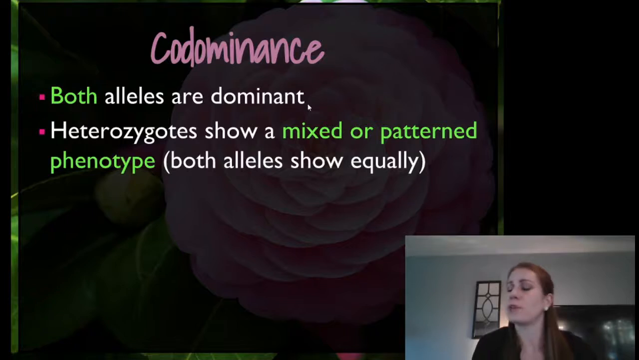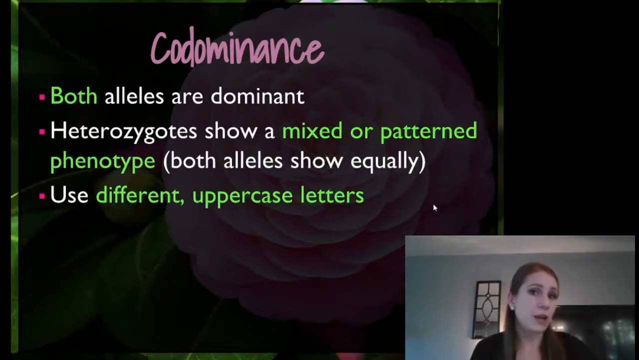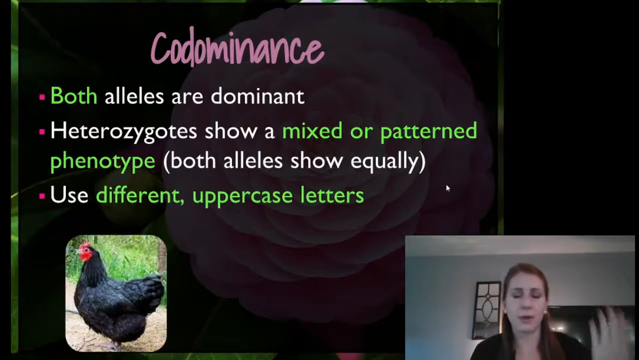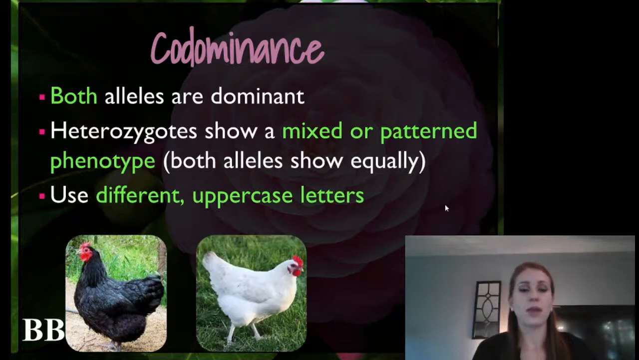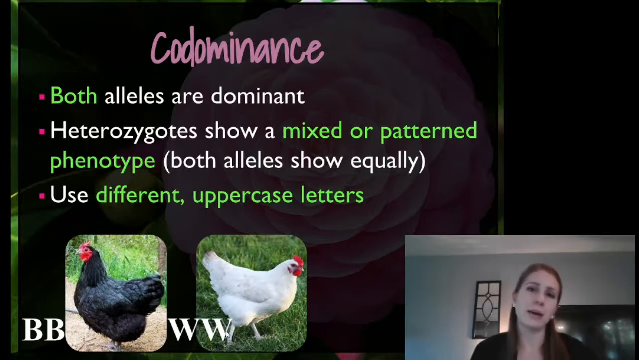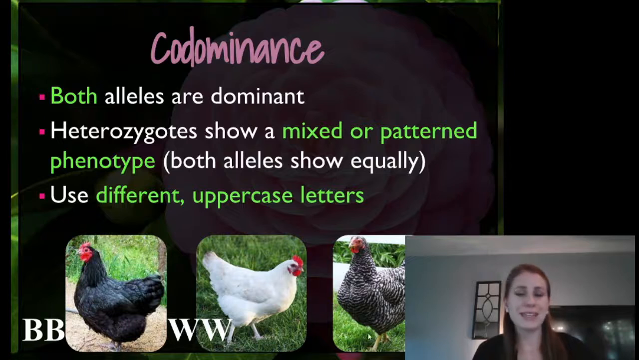So they're together dominant. We use different uppercase letters for these, and again, I always use different uppercase letters, just kind of how I roll. So if we mix this all black rooster here with this all white chicken here, and we gave them the letters big B for black feathers and big W for white feathers, and we mix them together, all of our chicken offspring are going to be big B, big W, or BW. That's going to give us a checkered chicken. That is what they're called.